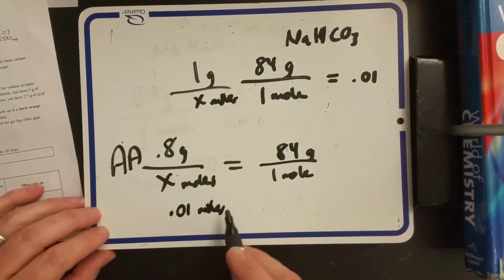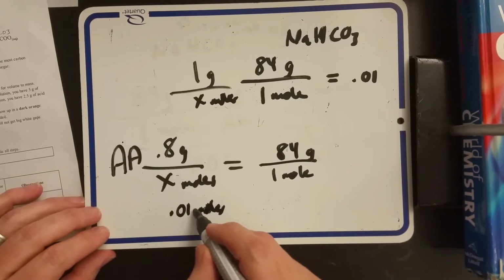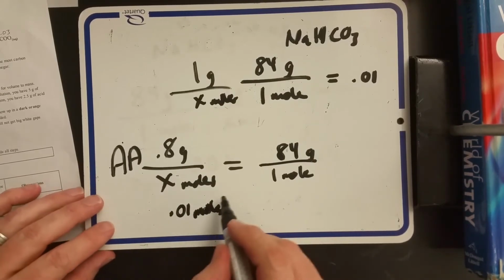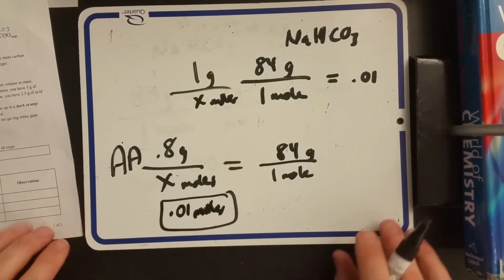Again, you want to give me the complete number, not round it off as much as I did there, so you need to do that piece of work. But we're going to get somewhere around 0.01 moles.